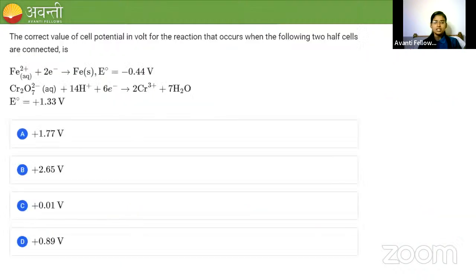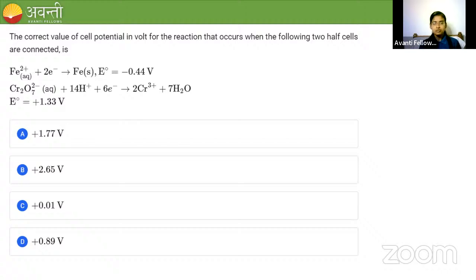The correct value of cell potential in volt for the reaction that occurs when the following two half cells are connected is... For Fe2 plus, we have one E naught value, and for dichromate ion Cr2O7 2 minus, we have another E naught value. Fe2 plus has gained some electrons and got converted to Fe. Chromium is the same thing. Chromium is present in its plus 6 oxidation state and then it is coming to a plus 3 oxidation state.